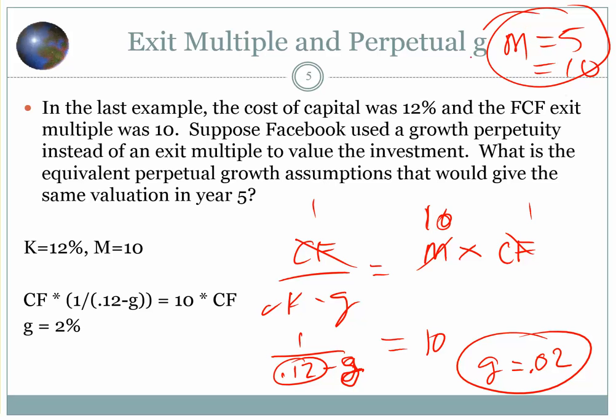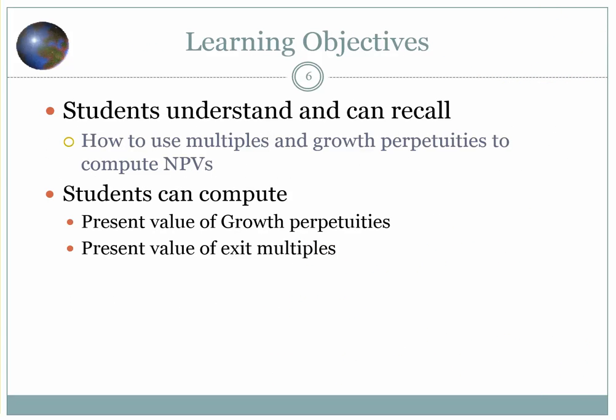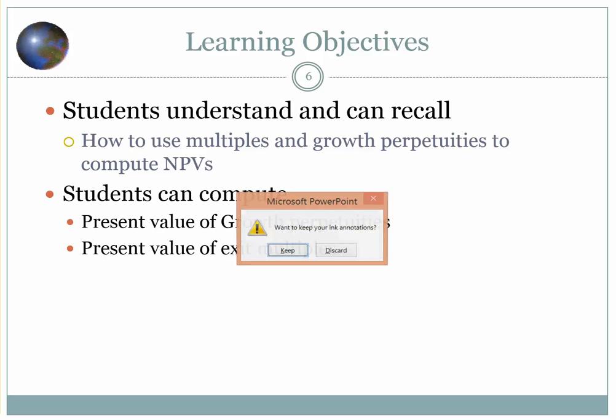Now, more commonly, certain industries are known to have a certain multiple. So for example, you might say that an investment in tech, once you get to a constant growth rate, should have an evaluation multiple of 5 or 10 or 15. So certain industries might be known for a certain multiple. So hopefully we learned about how to use price multiples and growth perpetuities to value NPVs. And we calculated both the present value of growth perpetuities and the present value of exit multiples within NPVs.